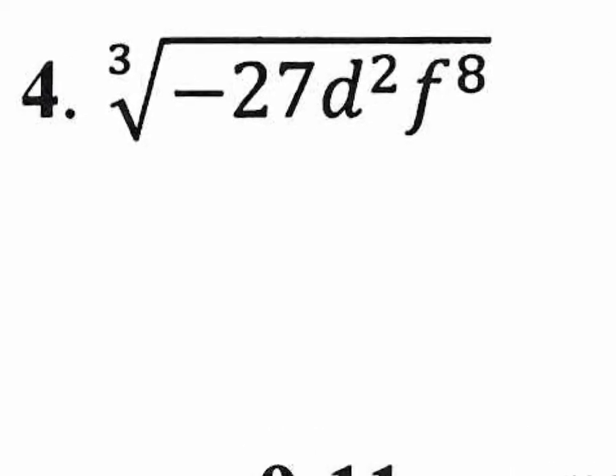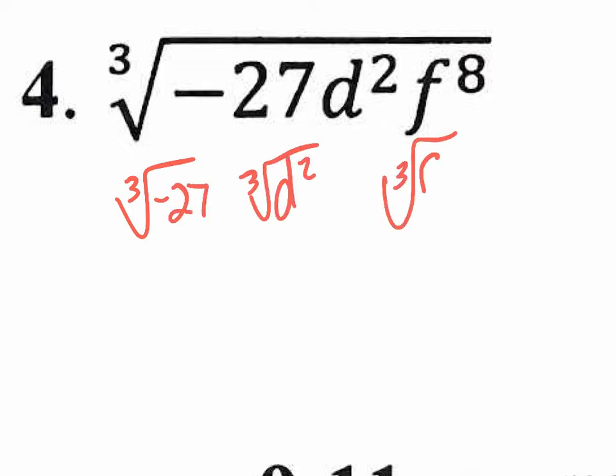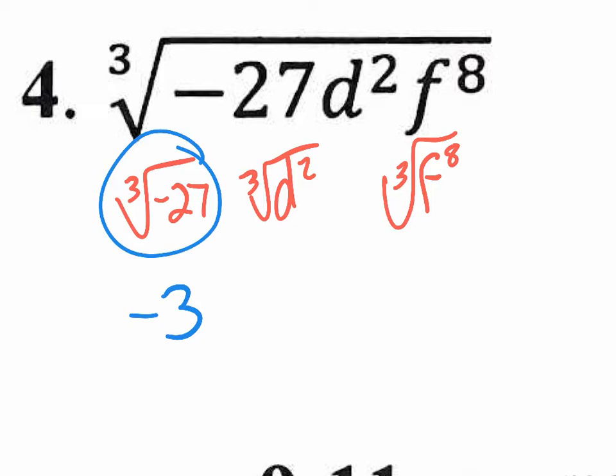Anytime you have any type of root, whether it's a square root, fourth root, third root, split up the root and try to do the math. So we're going to have the third root of negative 27, the third root of d squared, the third root of f to the 8. Now, the third root of negative 27, that's actually negative 3. Because negative 3 times negative 3 is positive 9 times negative 3 will get you that negative 27 on the inside. So that's a nice, beautiful integer, negative 3.